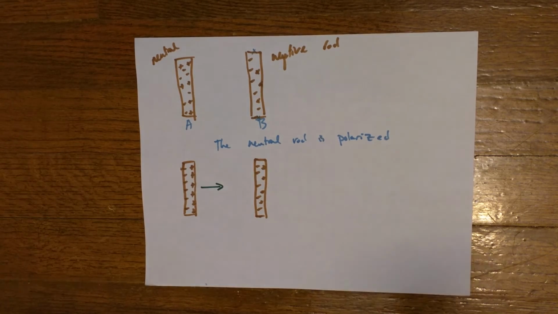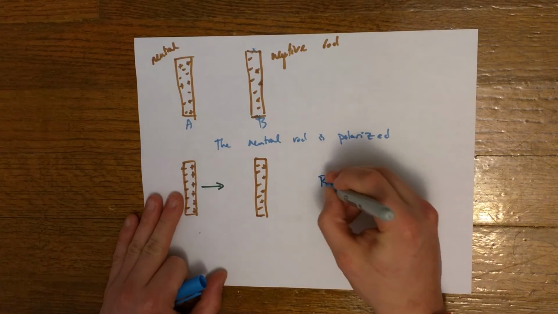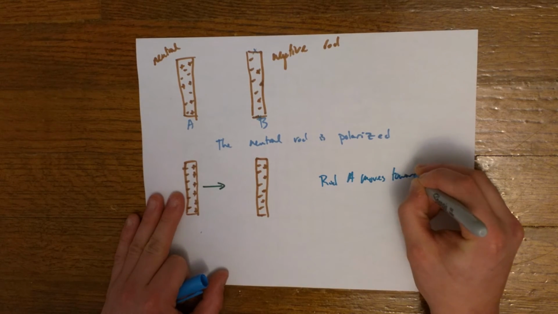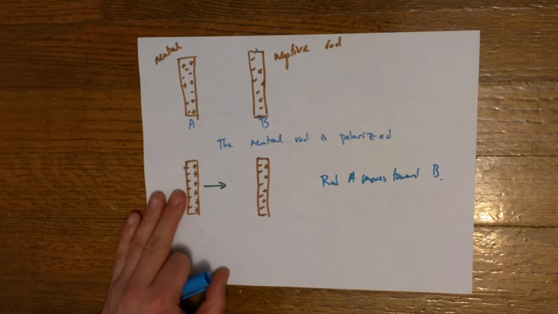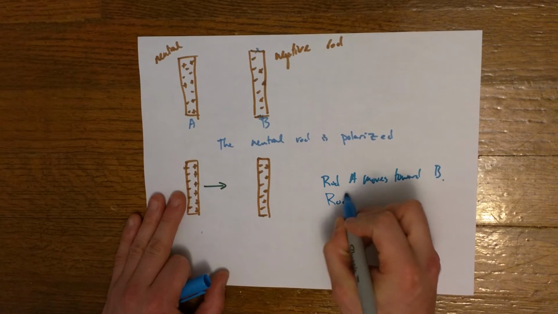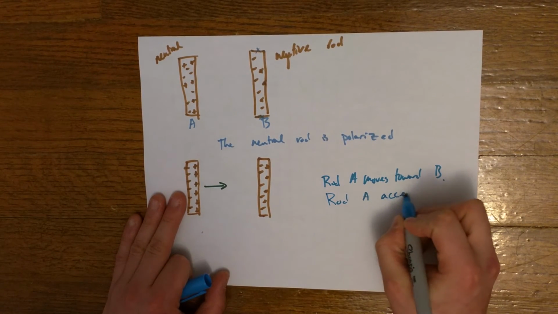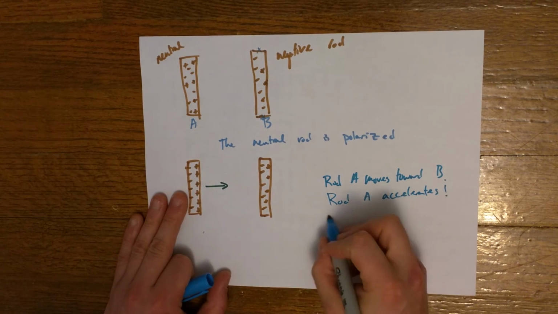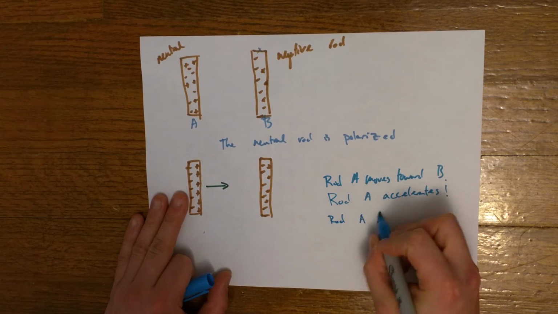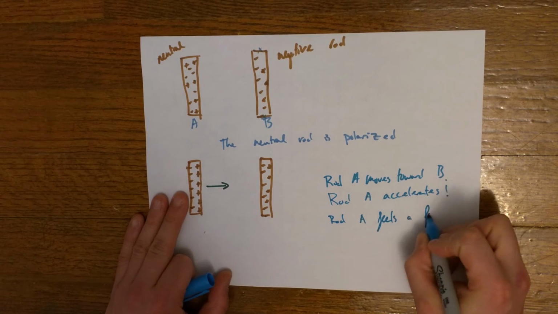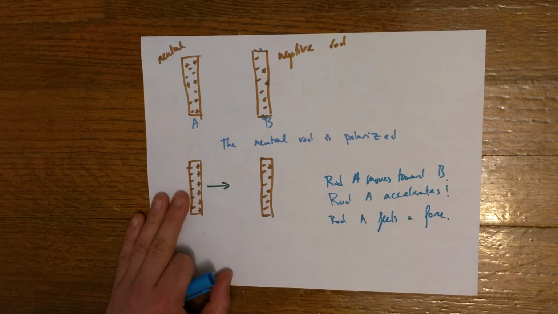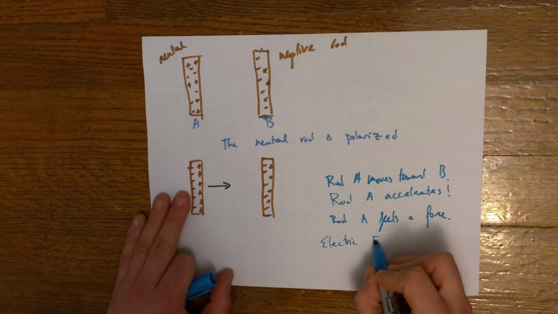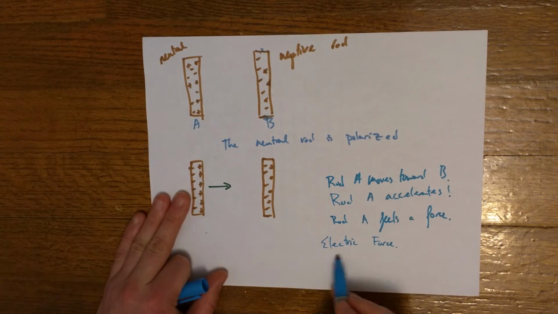Let me just capture those thoughts. Rod A moves toward B. So rod A must accelerate if it's at rest, which means that rod A feels a force. And I'm going to define that force to be the electric force. Okay, let's talk about that.